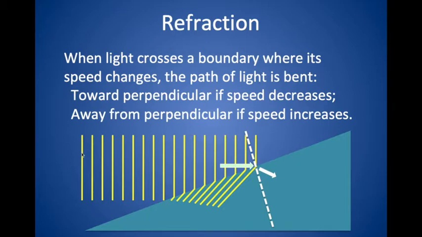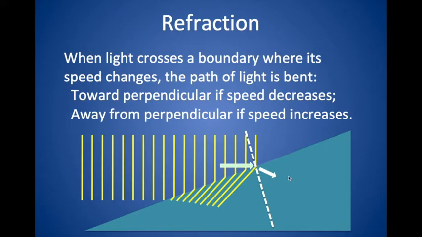Okay, when light crosses a boundary where the speed changes, what happens is the path of the light gets bent. So here I've got a picture here. Imagine these yellow lines are wave crests coming in from left to right. When they encounter the slower material, the waves slow down, and notice they just start to lag behind. And the result is that the wave crests are now lined up in a different direction. And of course, the wave propagates perpendicular to the wave crest.